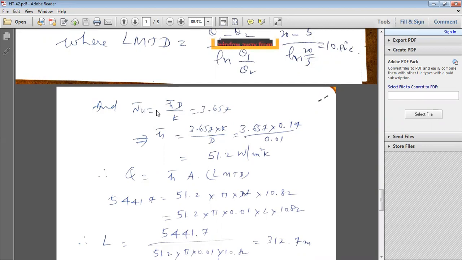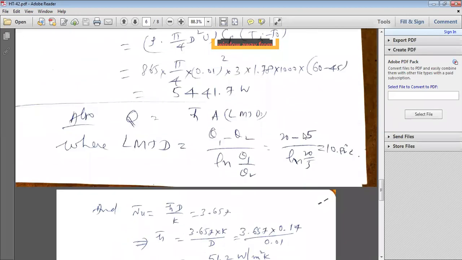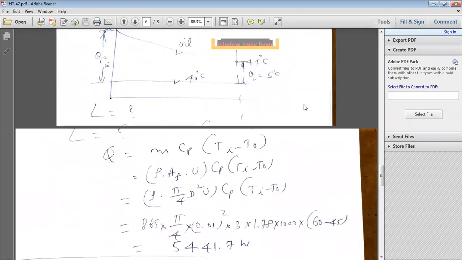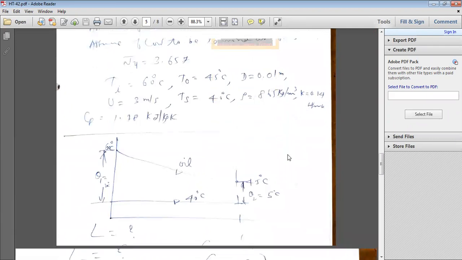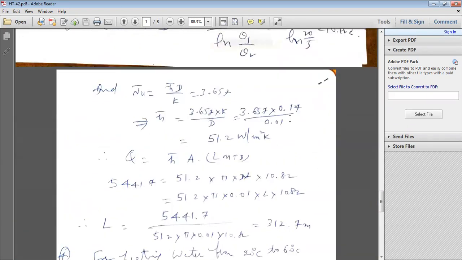Nu is h d by k, or Nu bar is equal to h bar into D by k. From this, h bar is equal to 3.657 into thermal conductivity k divided by D, diameter of the pipe. That is equal to 3.657 into thermal conductivity k 0.14, which is given, divided by diameter of the pipe 0.01. After calculation, you will be getting heat transfer coefficient 51.2 watt per meter square Kelvin.